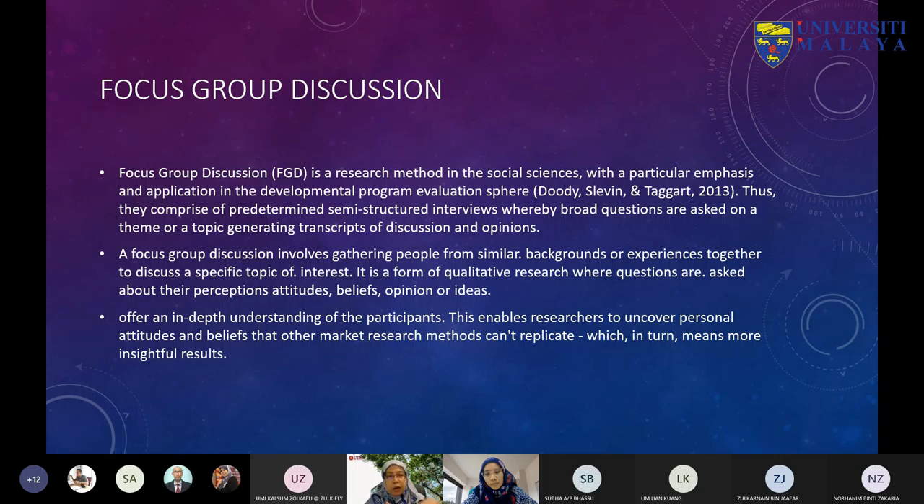Okay. Predetermined semi-structured interview involves gathering people from similar background and experience. So how you select the participants for focus group discussion is the same as the criteria of selecting sample that I showed you earlier, criteria for qualitative sampling: specific characteristics, specific knowledge, specific experience that you detail out.